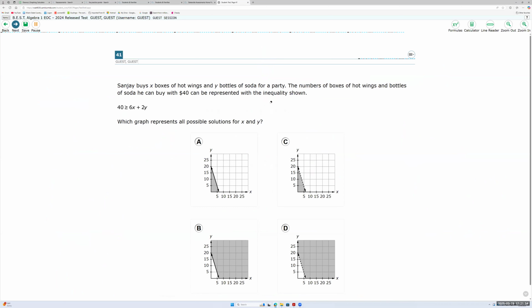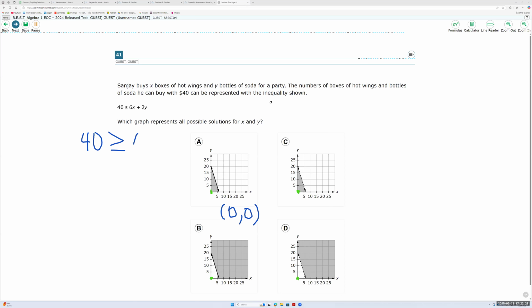All right, let me do this the easier way. Let me pick the point (0,0). So the point (0,0) is it going to be here, or here, or here, or here? Is it going to be true or false? So I have that 40 is greater than or equal to, when this is the point (0,0), right? The origin, 0 for x, 0 for y.